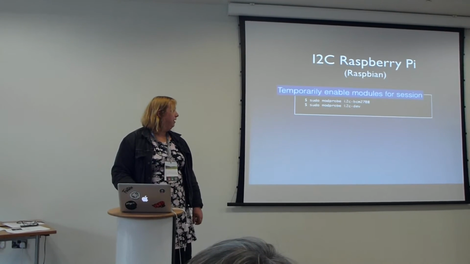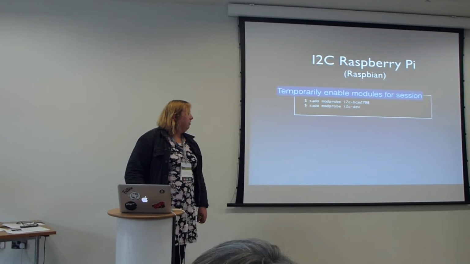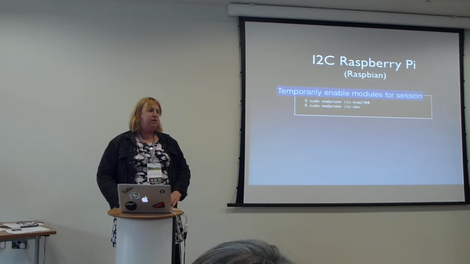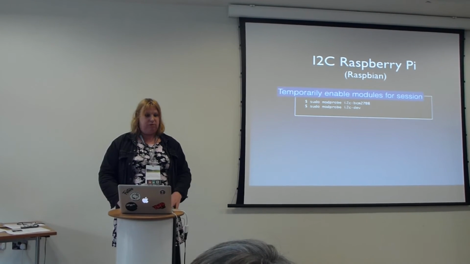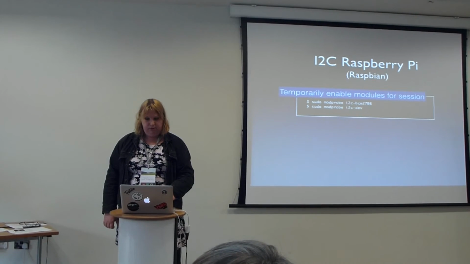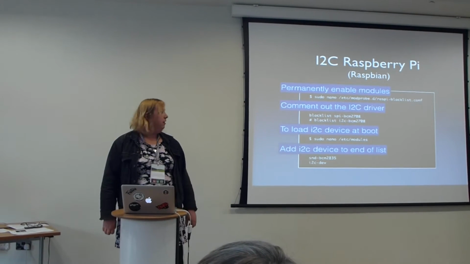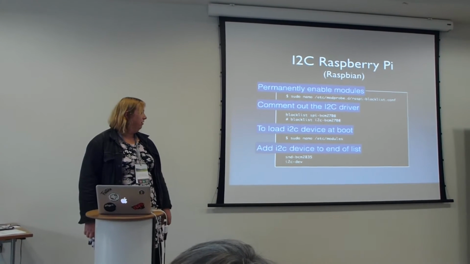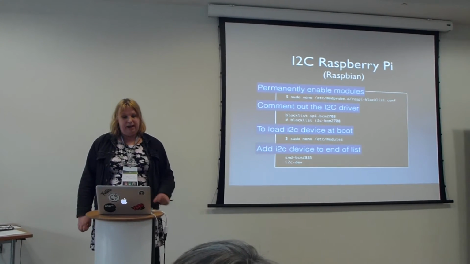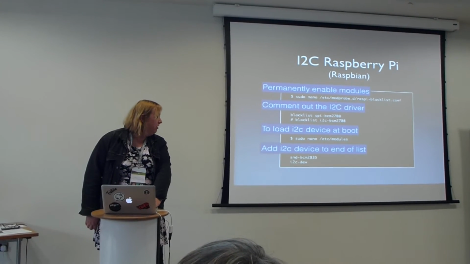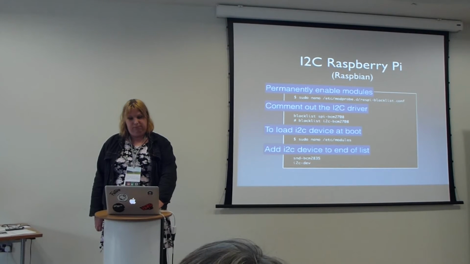Again, on the Pi, temporarily enable them. Now, I2C on Raspbian, you need two modules, so we can just modprobe them if we need them, or again, we can take one out of the blacklist file and we can add the other one to the modules file to ensure that gets loaded at boot.